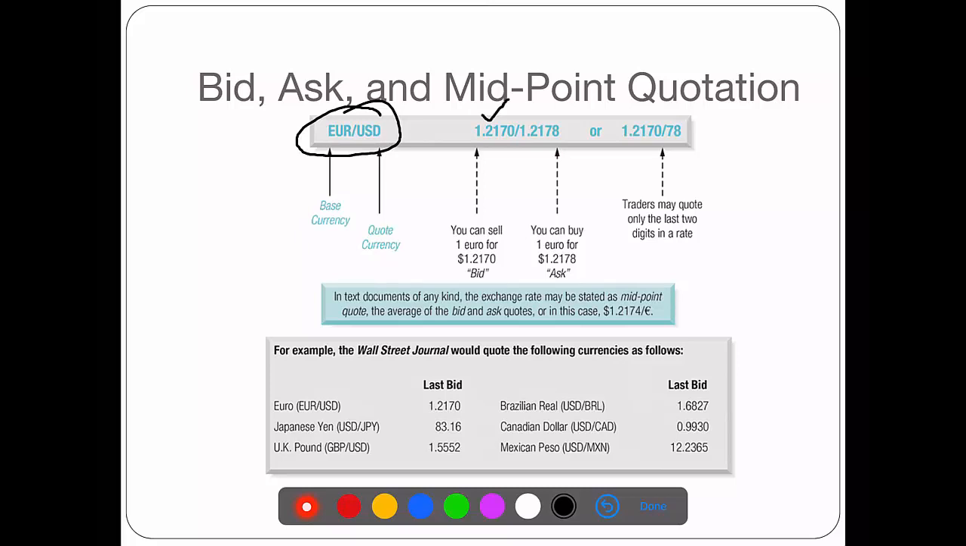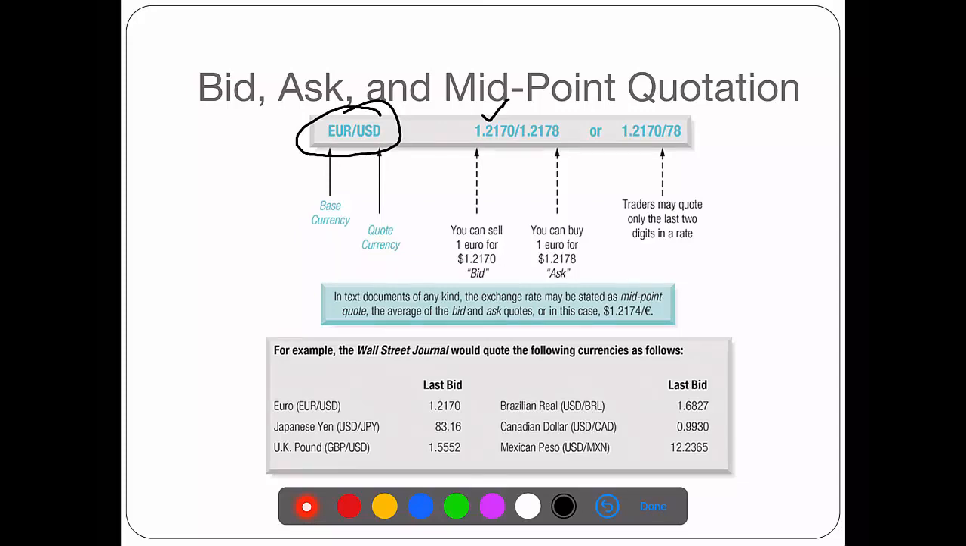This shows that in order to buy 1 unit of euro, the dealer is ready to pay 1.2170. In other words, if I'm the seller of the euros, the dealer will only pay me $1.217 and buy 1 euro from me.